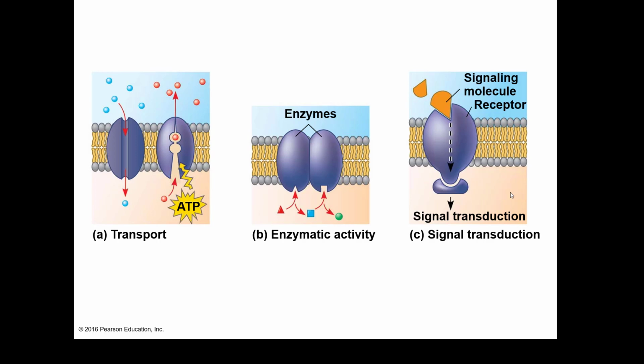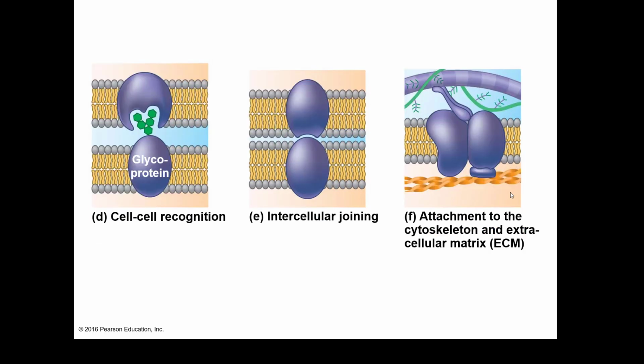And so with enzymatic activity, these proteins are the enzymes that allow chemical reactions to happen faster. Signal transduction, so things will attach, pass a signal through, and then the inside of the cell or outside of the cell gets that message. Cell-to-cell recognition, so like cells will combine and hold hands with other like cells, so you end up with a tissue. Then you have intercellular joining, so when you have multiple cells all packed together and joined together, it produces a tissue as well.